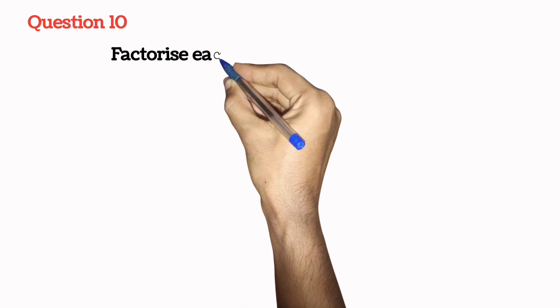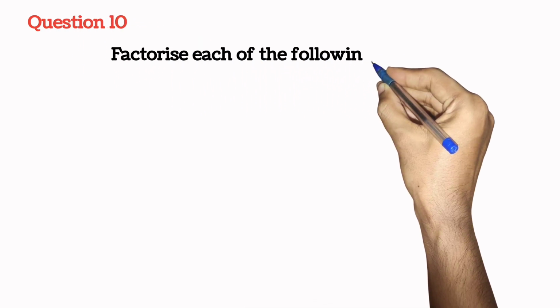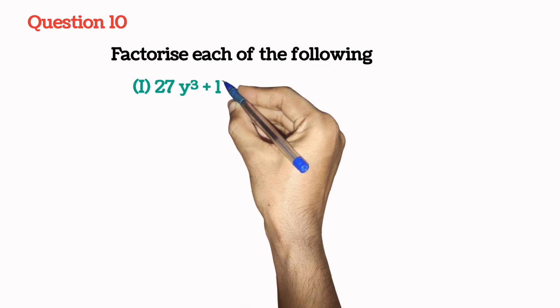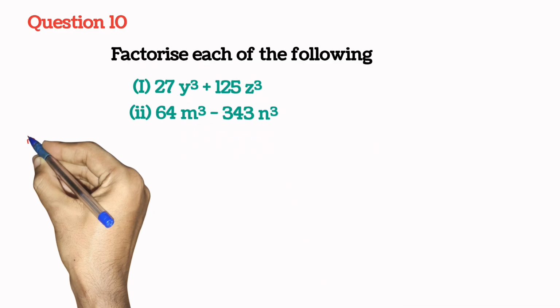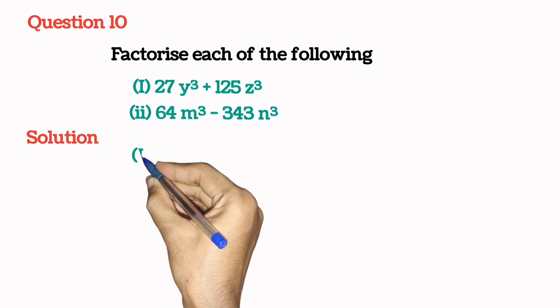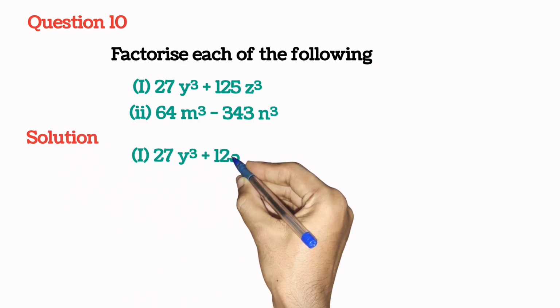Now question number 10. Factorize each of the following. First one is 27y cube plus 125z cube. Second is 64m cube minus 343n cube. Then solution for this. Look at the first one, 27y cube plus 125z cube.